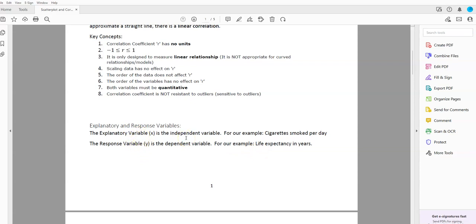And for our example that we just saw on GeoGebra, the cigarettes smoked per day is our independent variable, or our explanatory variable. So we should put that on the x-axis, because the number of cigarettes that you smoke per day could explain your life expectancy, right? Or it's dependent upon that anyway. They are correlated, and we can look to see whether they're positively or negatively correlated. And the response variable is the life expectancy in years.